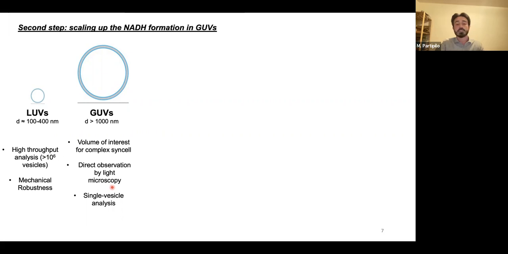Another consideration, if we think about volume, is the fact that thinking about having an eventual synthetic cell, we need to have more volume to incorporate more functions. So to incorporate all the proteins that we need, all the folded DNA or ribosomal system. That's why eventually we were also interested in observing if we could carry out our reaction in bigger vesicles.